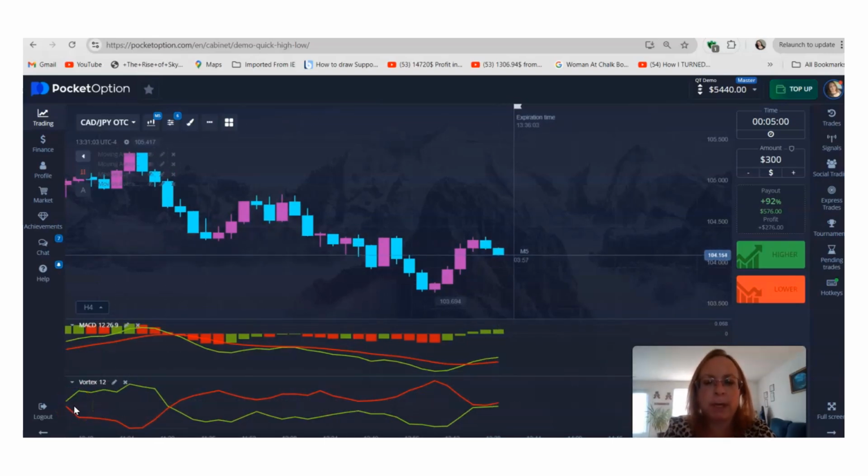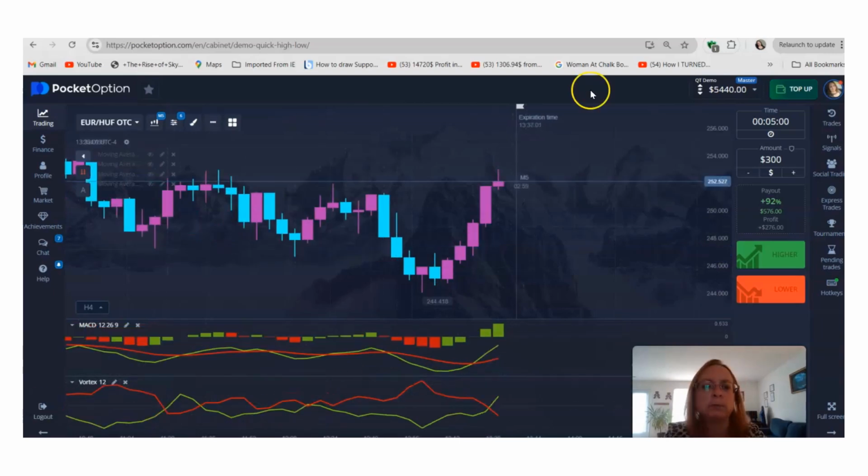While keeping an eye on this pair and looking to see if it was a suitable situation to get into a trade, it's not, because you can see that the vortex green line has not crossed yet. So we do not want to get into a trade in this pair at this time. I'm going to look around and see if I can find another pair with a suitable situation.